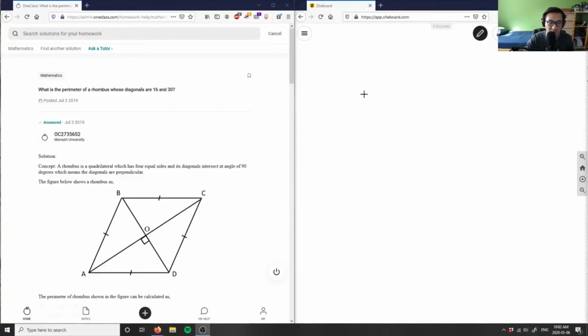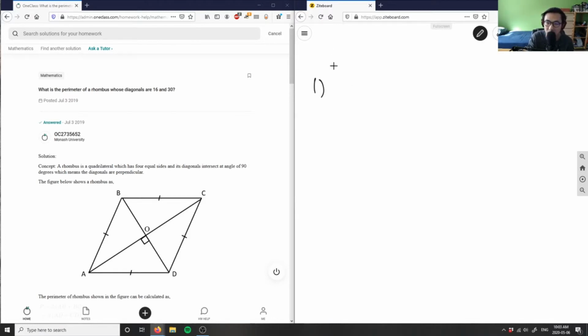Our first question is asking us, what is the perimeter of a rhombus whose diagonals are 16 and 30? I kind of like this answer here, because they drew a diagram, and in geometry, drawing the shape is very good for visualizing a geometry question.